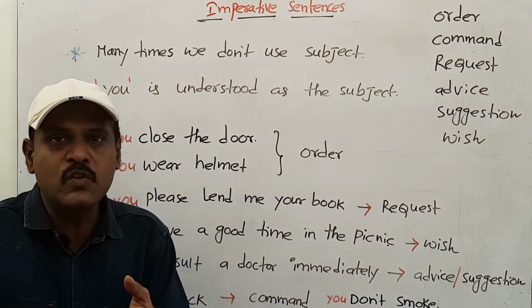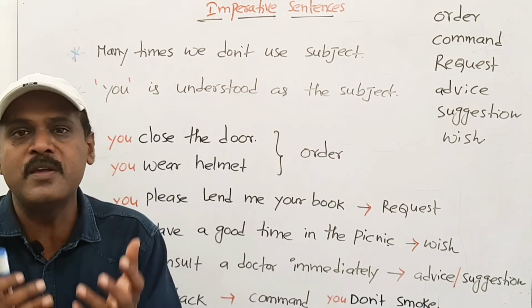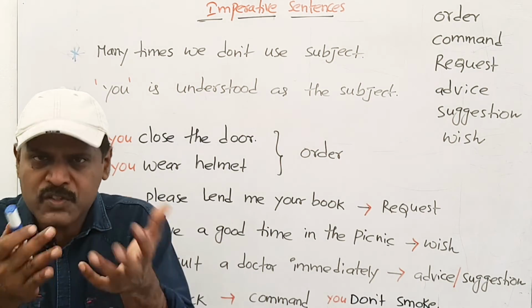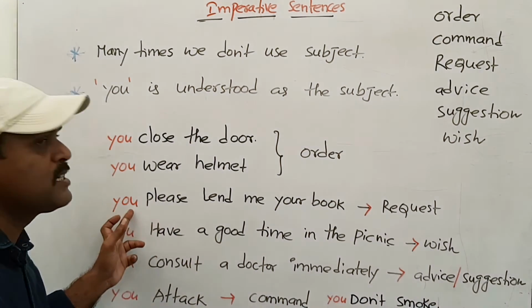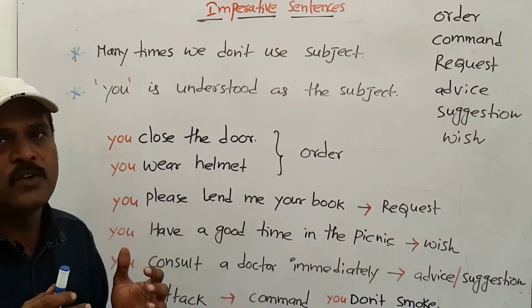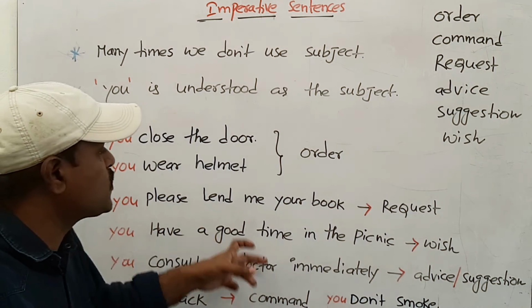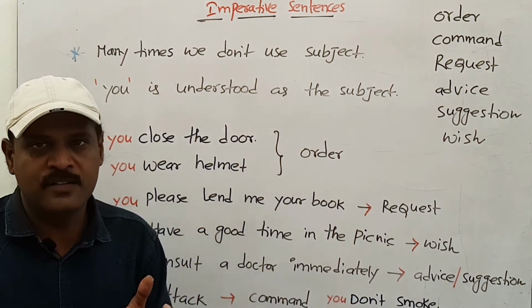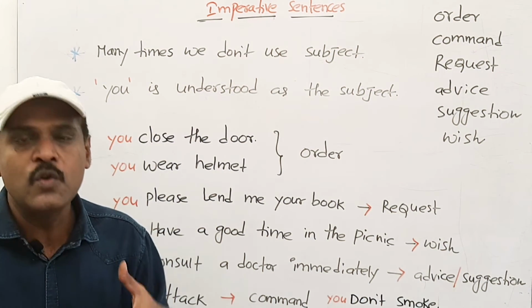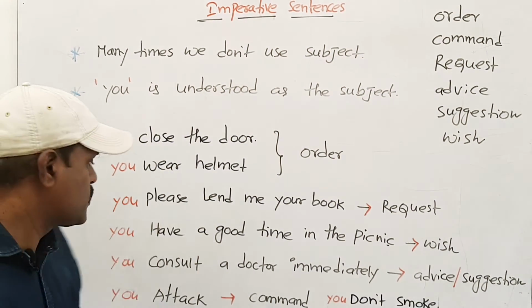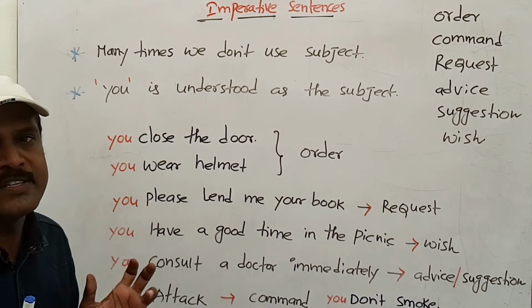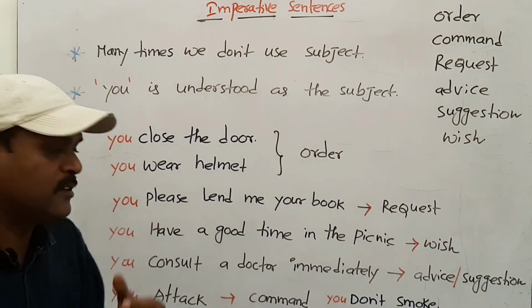Next one, please lend me your book. I am requesting you to give me your book. It is a request. I am asking you. That's why the subject is you. We need not mention you as a subject like in other kinds of sentences. Have a good time in the picnic. It is a wish. That means I wish you have a good time in the picnic. So the subject is you. It is understood. We need not mention it specially.